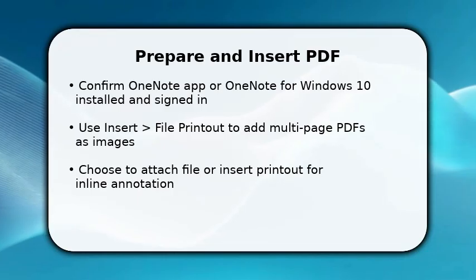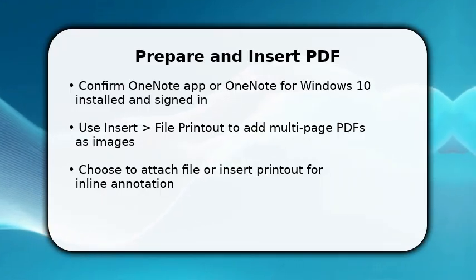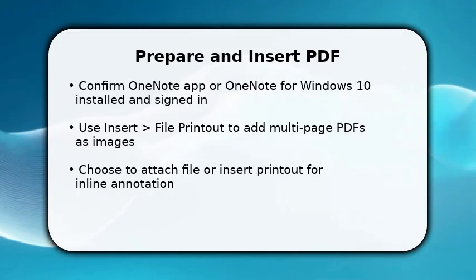You'll start by opening the notebook and selecting the section where the PDF belongs. Use Insert then File Printout to place the PDF pages as images so you can write directly on them. Choose Attach File only if you need the raw PDF for export later, otherwise insert the printout to annotate.